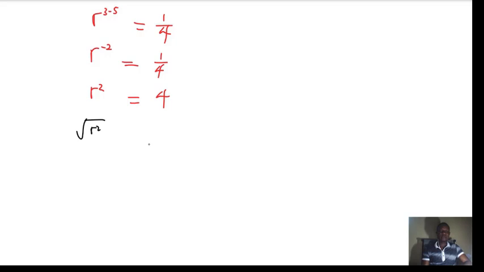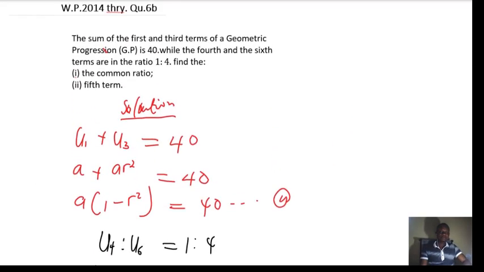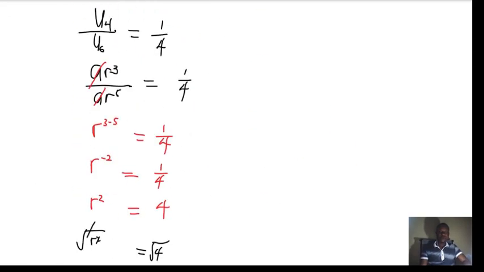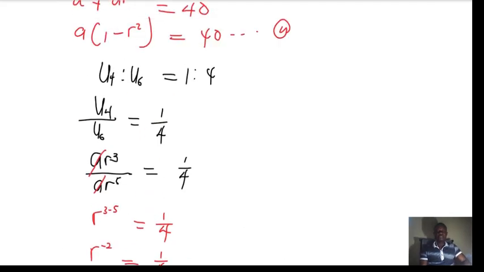So the square root of R squared equals the square root of 4, so we get R to be equal to 2. Therefore the common ratio is 2. The question says we should find the fifth term. Before we can find the fifth term, we need to know the first term.